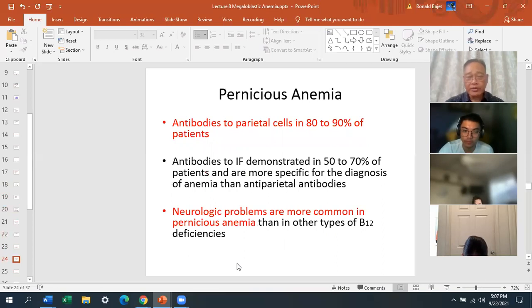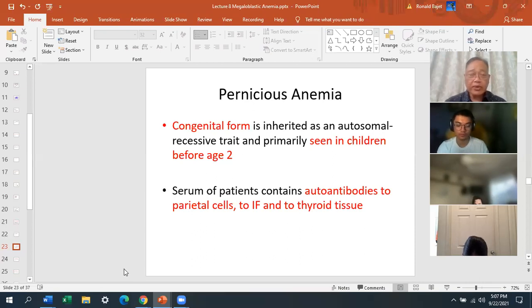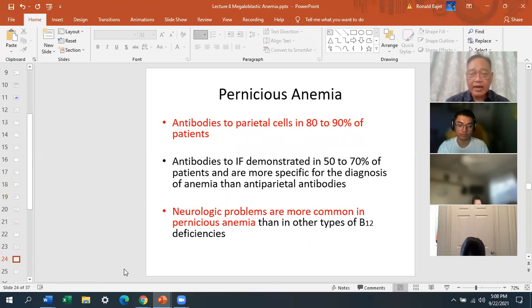All right, antibodies to parietal cells. Okay, so you can have antibodies to the parietal cells or antibodies to intrinsic factor. Antibodies to the parietal cells happen in 80 to 90% of the patients. That's the more common antibody. And antibodies to intrinsic factor itself are seen in 50 to 70%. So either way, you're going to be vitamin B12 deficient, but the more common one is antibodies to the parietal cells. Neurological problems are more common in pernicious anemia than in any other types of B12 deficiencies. So if you see these autoantibodies, you'll get neurological problems.